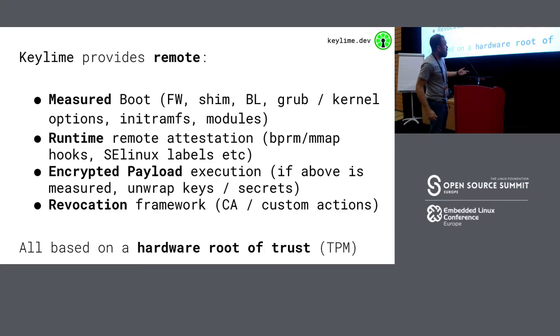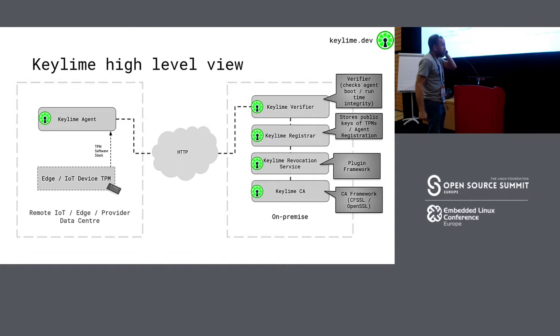And we also have a revocation framework. So when a node fails a state, there's a series of actions that you can take afterwards. And I'll go into those a bit more. We've got some more details on those. So this is the architecture.